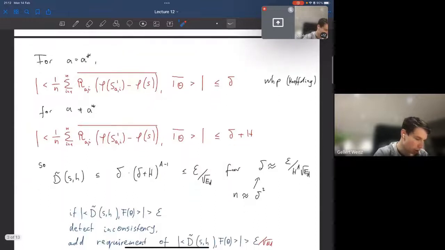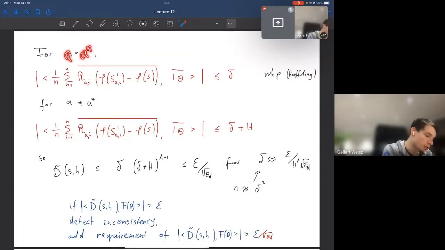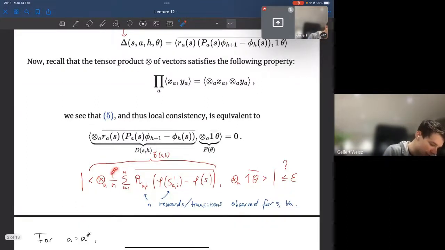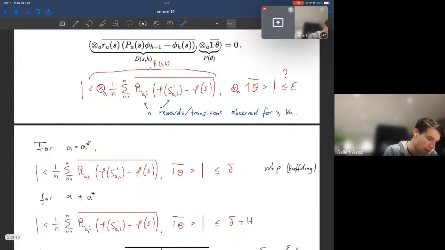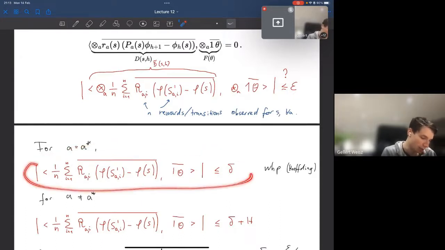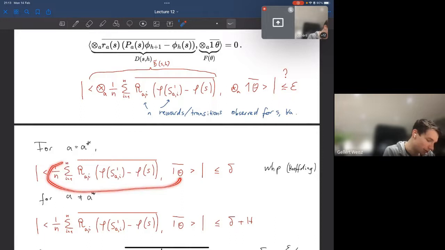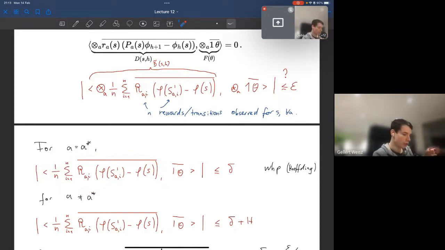So how does this work? Well, we know that for A equals A star, that is the optimal action, this delta was zero. Just for that action, this inner product is going to be zero, if it was measured accurately. And the question is, if it's not measured exactly accurately, can you prove that the absolute value is small? This is going to be something like the Hoeffding inequality, where we're taking the experimental mean, the average of our measurements, and we know the expectation is zero. Since we take n of them, we can prove that the absolute value is small, depending on how many samples we take. If we take enough samples, then we can get down to some small delta.